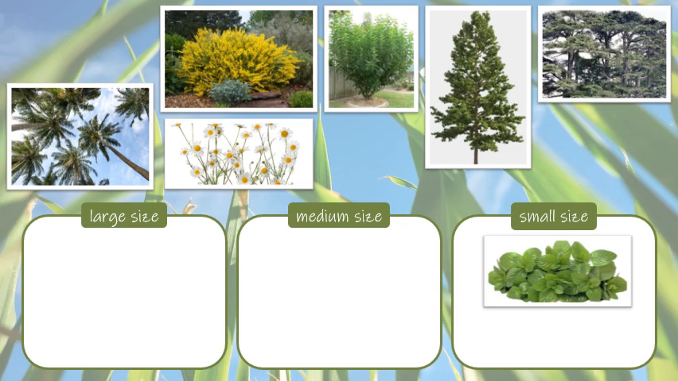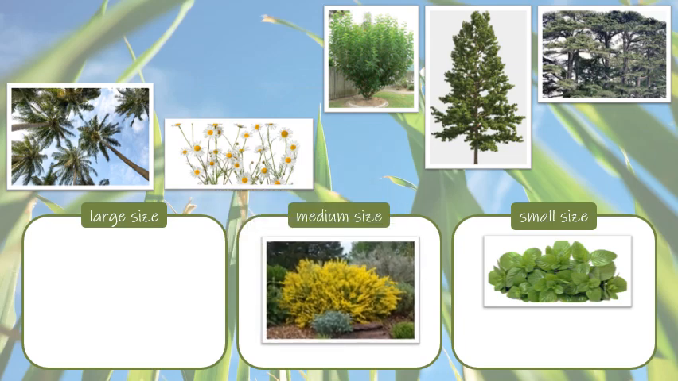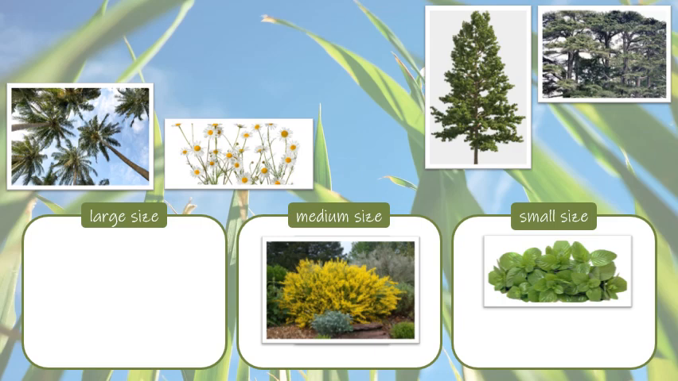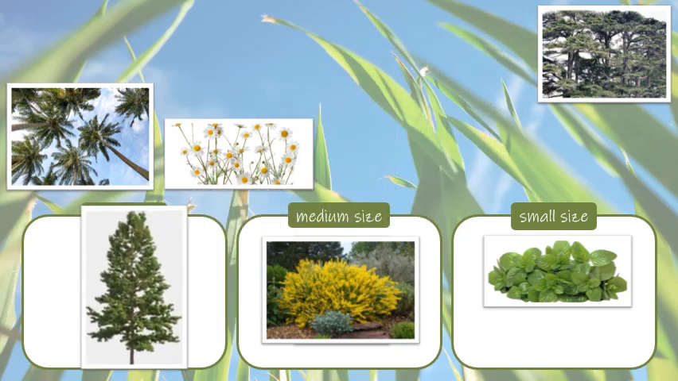Yes, this yellow bush has a medium size. Not so small, not so big. What about the third picture? What do you think? The third picture shows a bush also. Not as small as the mint plant. Not so big like a tree. But with a medium size. Fourth picture now. We can clearly see that this is a large plant. So this plant has a large size.